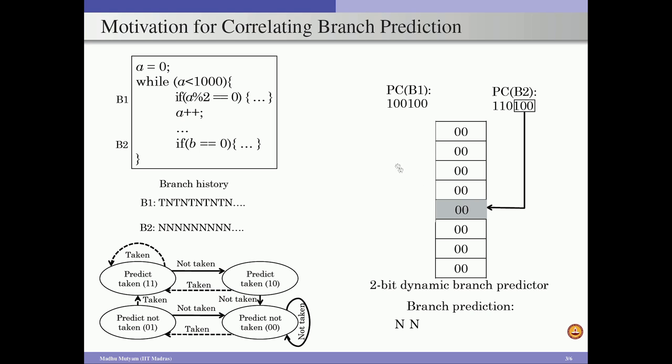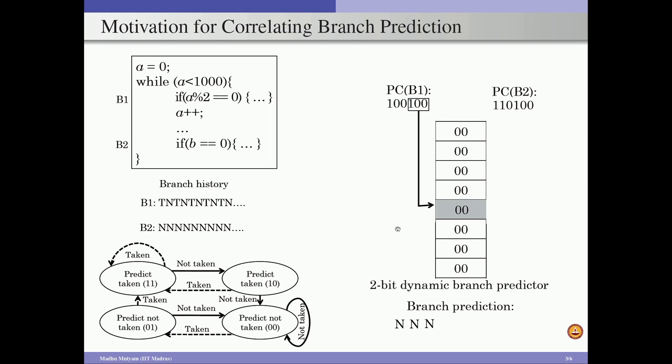and after that, in the next iteration of the while loop, B1 comes again. When B1 comes, it is again 00. So, 00 indicates the branch is predicted to be not taken, and in reality also it is not taken. So, as a result, in this 00 state, when the actual outcome is not taken, there will not be any change in the state and it will be a self loop.